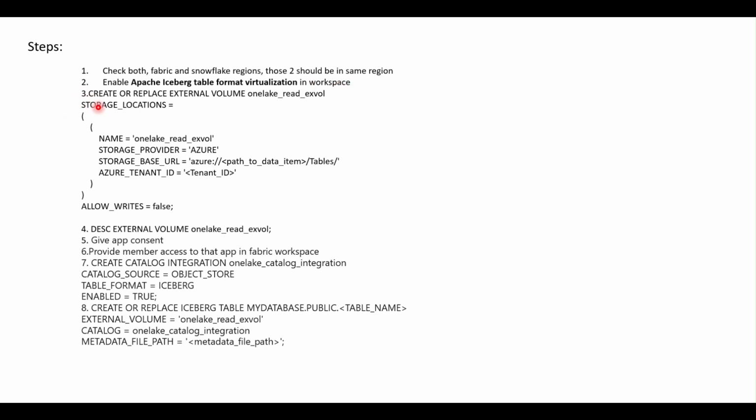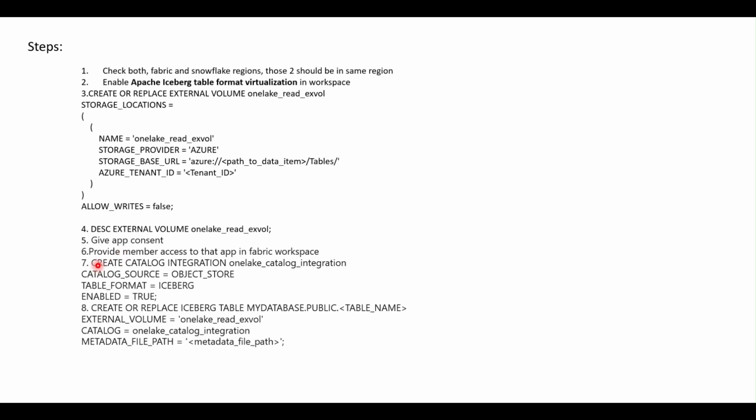After that, we have to create an external volume in our Snowflake. Once we create the external volume, we have to find the description of that particular external volume. One app will be created automatically along with the external volume, and for that app we need to give app consent. Once we describe it, we need to give app consent in the workspace, and for that we have to give member access to that app in the Fabric workspace.